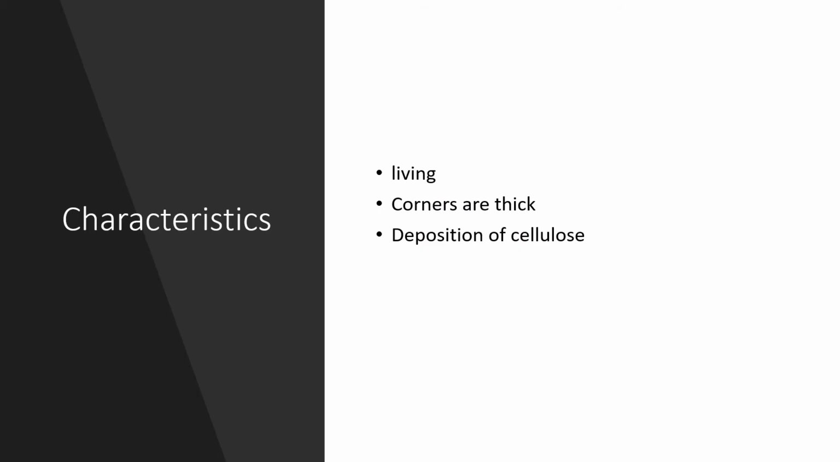If we talk about the characteristics of collenchyma cells, these are also living cells, and they have thick corners which provide irregular cell wall deposition. It means they have irregular thickening, and it is due to deposition of cellulose. However, other characteristics are similar to the parenchyma cells.